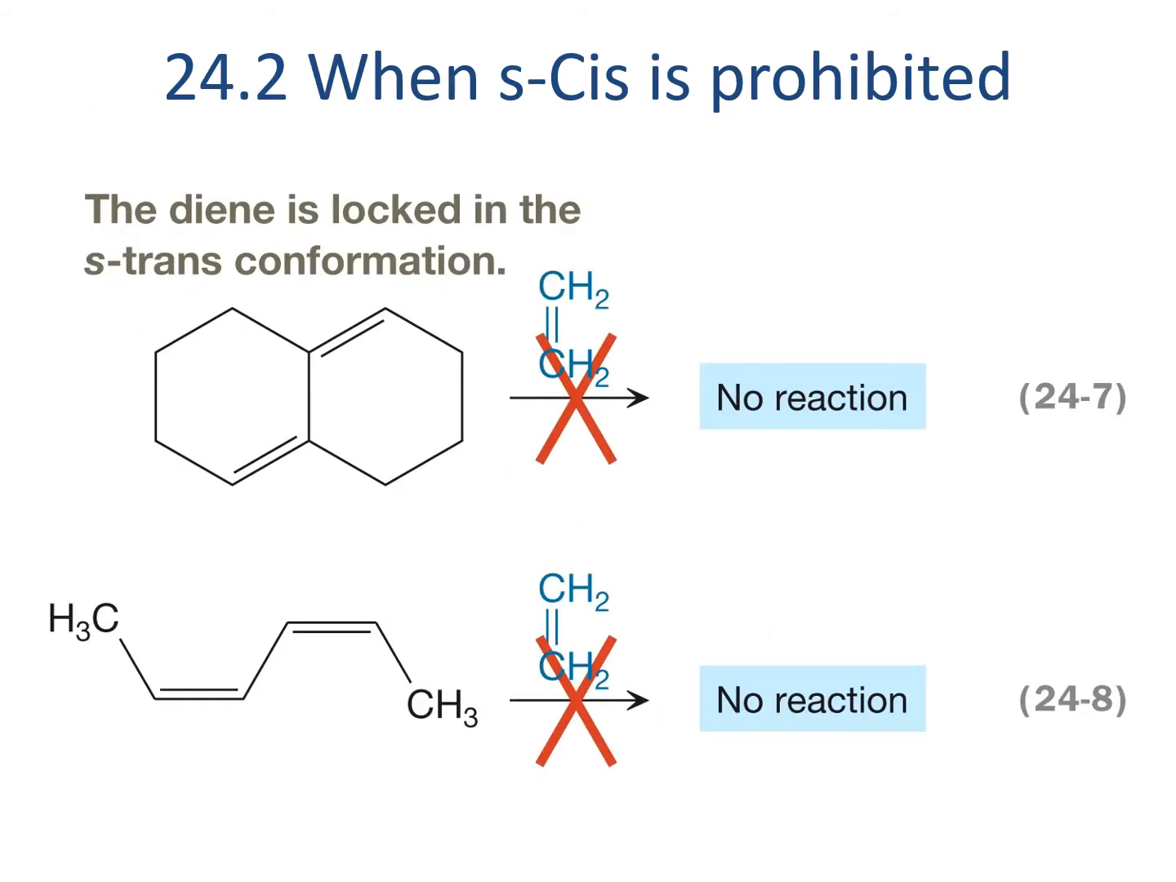This matters a lot more when the S-cis form is somehow prevented, either by conformational locking, with the locked bicyclic compound on top as an example, or when sterics prevent the S-cis form, like in this bottom molecule.